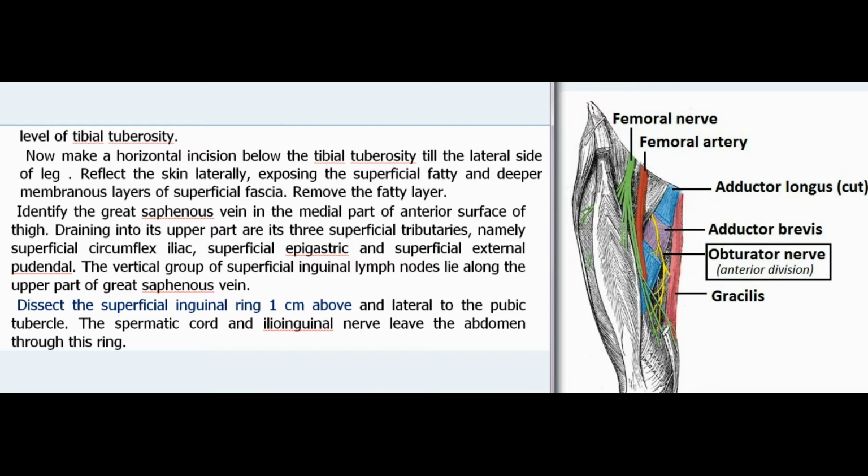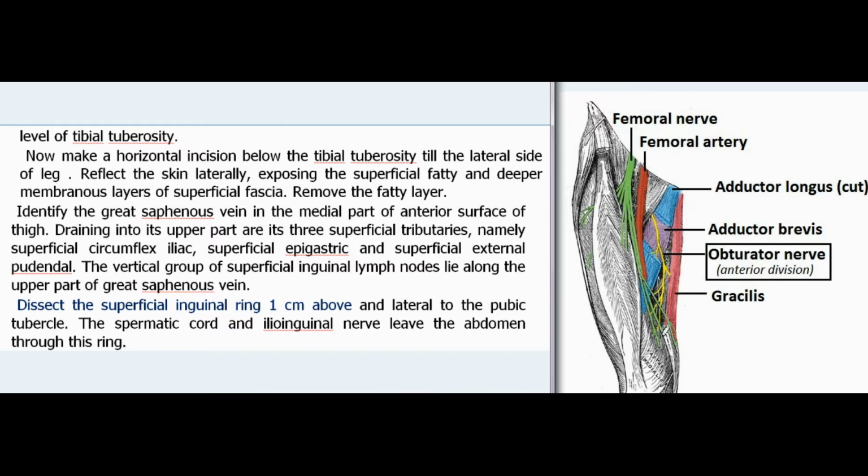Reflect the skin laterally, exposing the superficial fatty and deeper membranous layers of the superficial fascia. Remove the fatty layer. Identify the great saphenous vein in the medial part of the anterior surface of the thigh. Draining into its upper part are its three superficial tributaries, namely the superficial circumflex iliac, superficial epigastric, and superficial external pudendal. The vertical group of superficial inguinal lymph nodes lie along the upper part of the great saphenous vein.